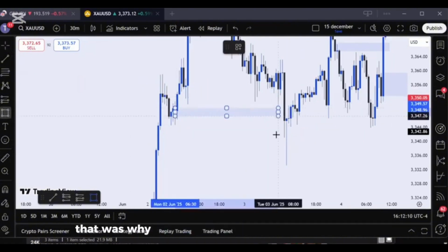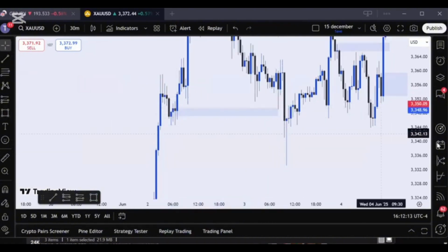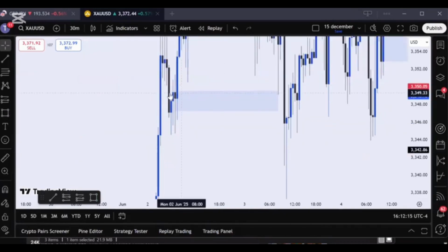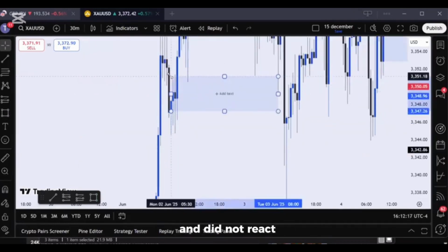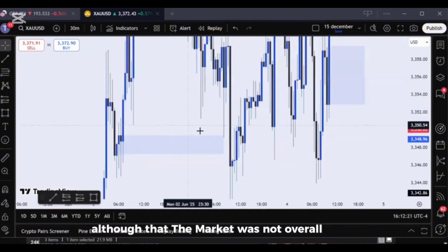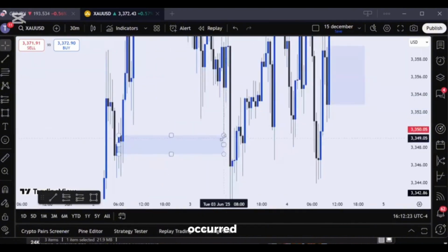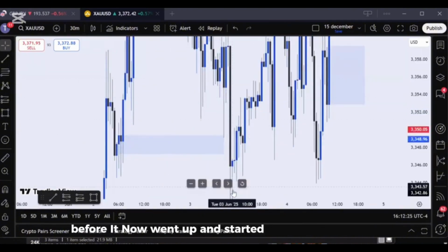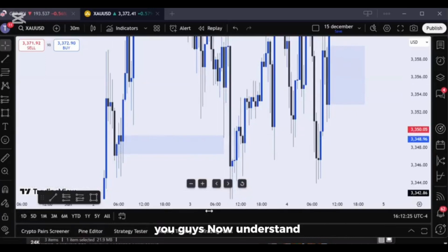That was why, when this market did this small reaction, the reaction actually came down to the body of this order block here and did not react from the wick here. Although the market was not overall bullish, that was where the reaction occurred from before it went up and started reversing back down. Do you guys now understand?